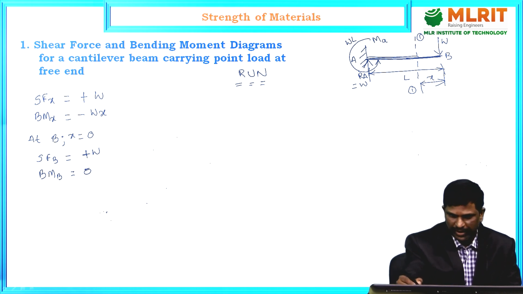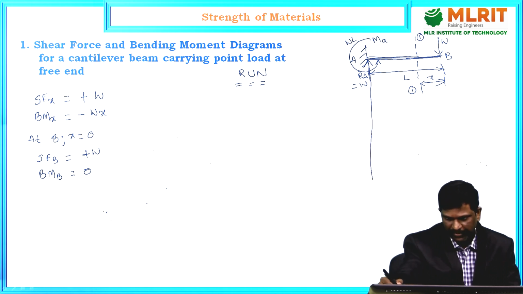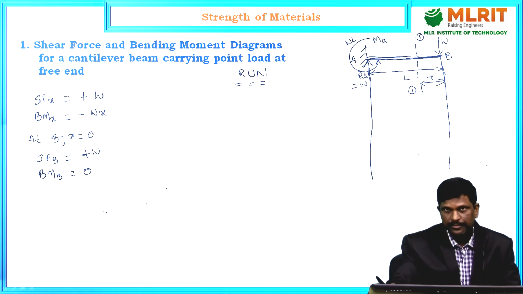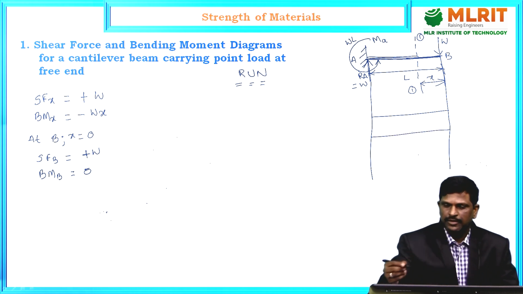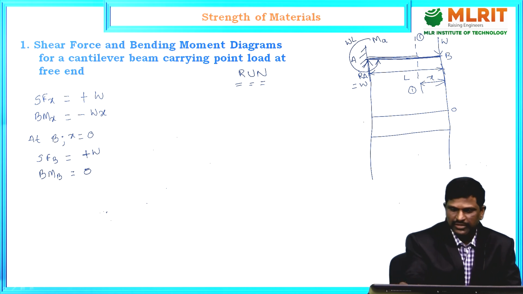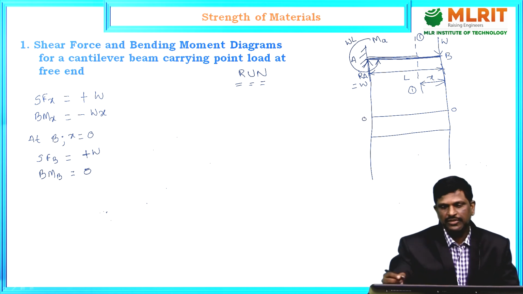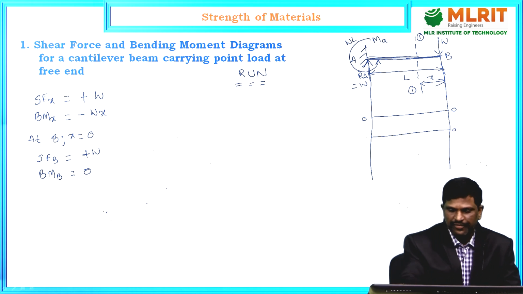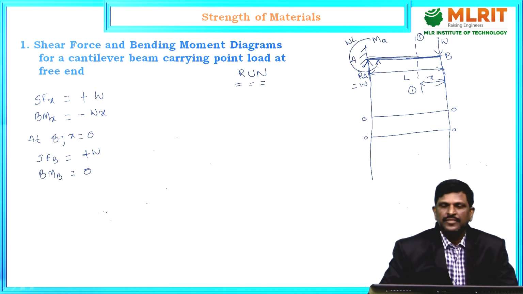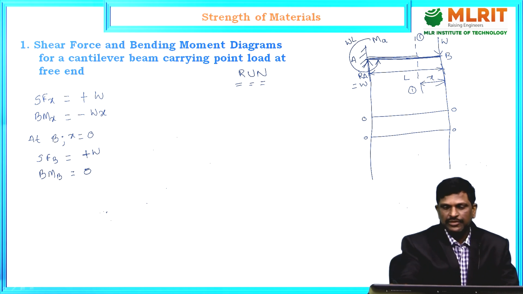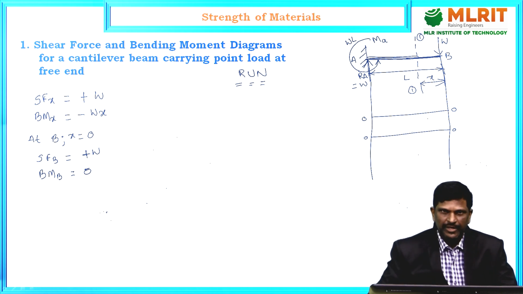Now, plot these two values on the shear force and bending moment diagrams. To draw that, take two reference lines, one for shear force and another for bending moment. This is the reference line for shear force, that is the 0 line for shear force, and this is the reference line for bending moment. If the shear force value is positive, we will plot above the reference line, and negative values will plot below the reference line. Similarly, for bending moment values.